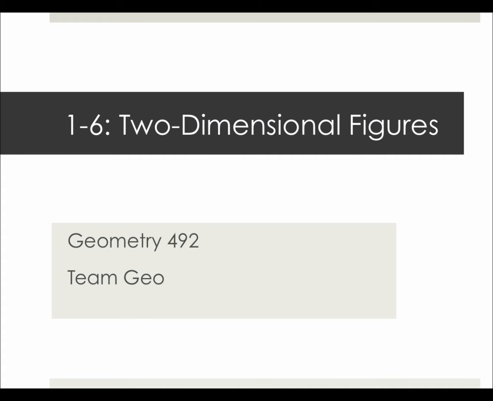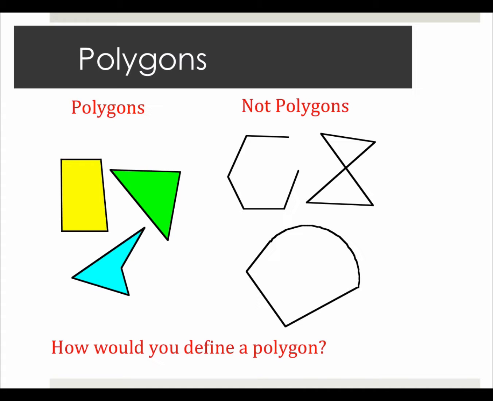Anyways, we're going from one dimension into two dimensions and talking about some two-dimensional figures. The first two-dimensional figure we're going to talk about today is a polygon. The stuff on the left are all polygons. The stuff on the right are not polygons. And so the question is, what the heck is a polygon? We need a definition. Nolan?